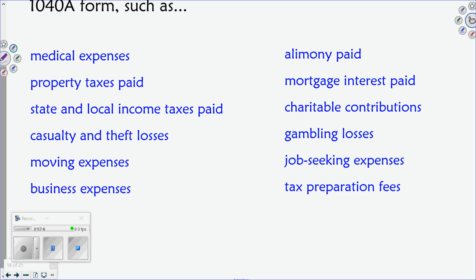Property taxes paid. I own my own home, so I pay property taxes. So you can get a tax deduction for that. State and local income taxes paid. Casualty and theft losses. Your house was robbed, so you were out money because you had to replace things. Your house caught on fire, things like that. If you move, you can deduct moving expenses. You had to get a U-Haul, you hired a company to come in and move, things like that.